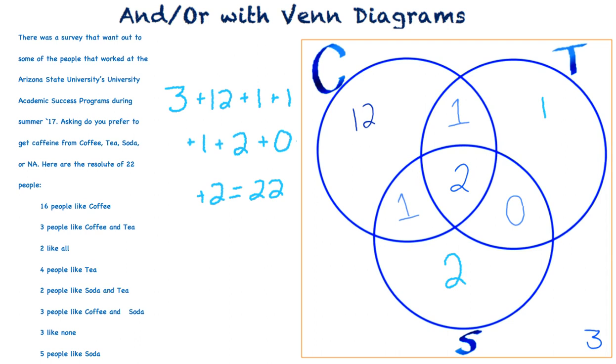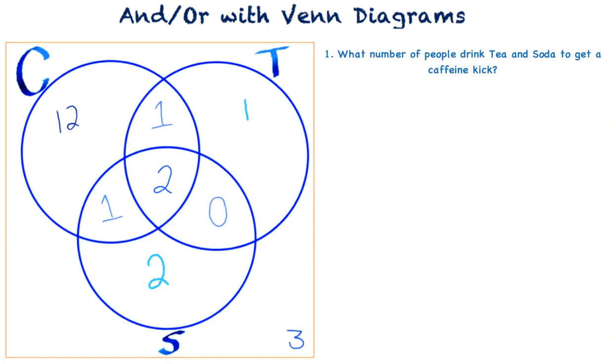Now let's answer some questions using and or with the Venn diagram we've put together. 1. What number of people drink tea and soda to get a caffeine kick? And in math, it means only what is common in both, so the answer will be 0. That is correct because it says tea and soda, and you don't count the 2 people who also like coffee.